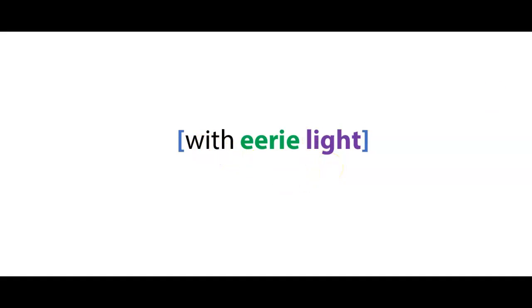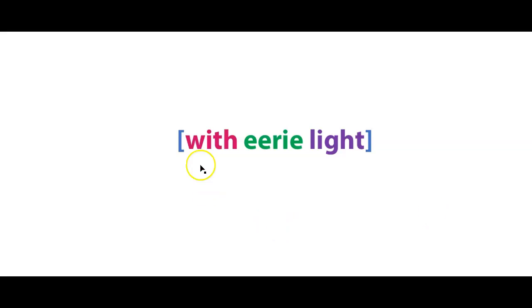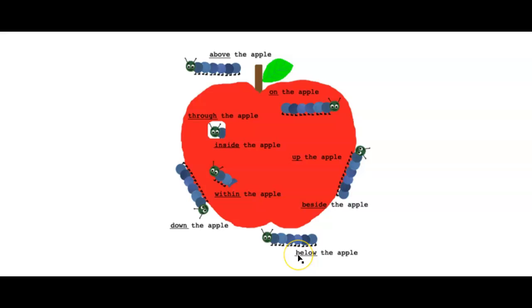Now we have this third word over here, and it's not a part of speech. This is actually called a preposition. So, with. There are lots of prepositions, right? You can kind of imagine it as, this apple with the caterpillars, right? But with, above, on, through, outside, inside, within, without, beside, below, down. So, the caterpillar crawled up the apple. The caterpillar was on the apple. The caterpillar was above the apple. Whatever it is, right?